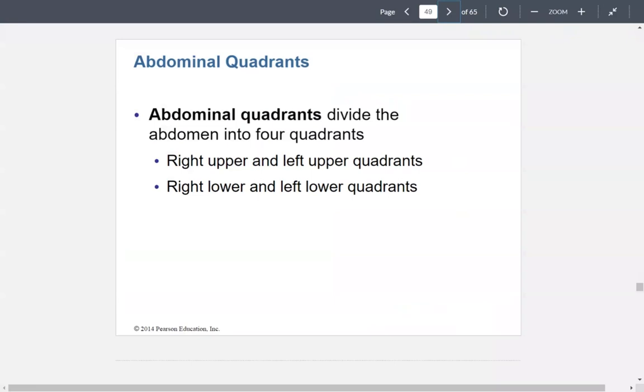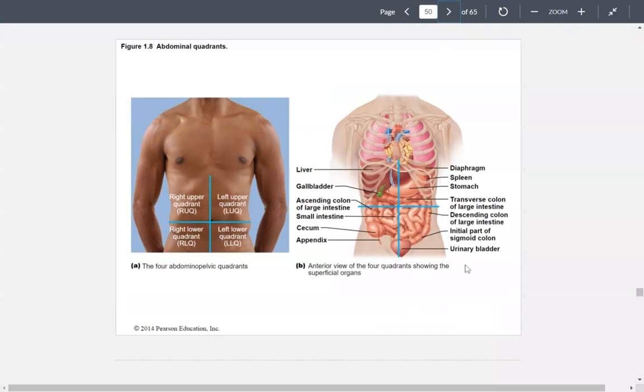You simply make a plus sign, drop it with the cross point at the belly button, and there you have it. It divides the abdomen into the right upper quadrant, the left upper quadrant, the right lower quadrant, and the left lower quadrant. Hopefully you remember those abbreviations from midterm, because this is really where they come into play. But here we have some imaging of that and showing what can be found in each of these spaces.